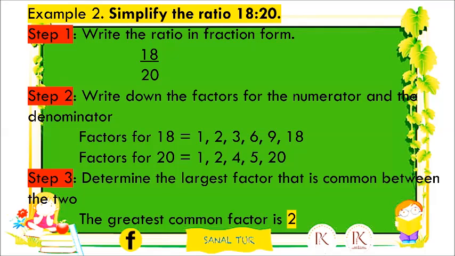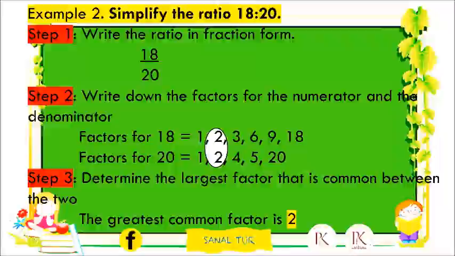Next, step number 3. Determine the largest factor that is common between the two. So what is common? The largest, or the GCF. We have number 2. So the greatest common factor is 2. That is common to 18 and 20. So we go to step 4.